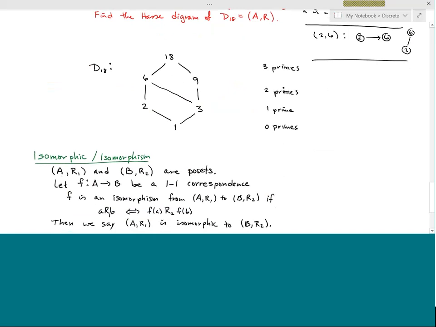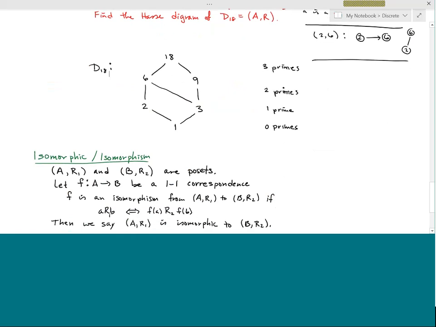Isomorphic, isomorphism. I'm going to give you the really technical details in terms of how to determine if two posets are isomorphic, and then we're going to look at what practically we actually do, which is way easier than that, okay? So it turns out two posets are considered isomorphic if there exists a function, which is called an isomorphism, between them. So here are those technical details.